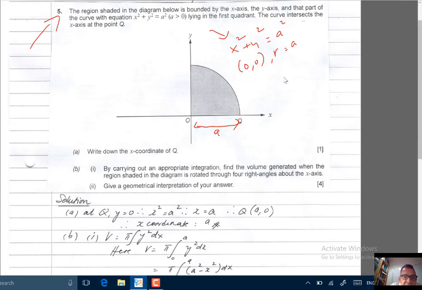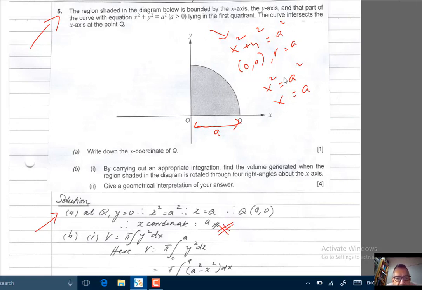Now what I've written here is that Q being on the x-axis, you know the y value is 0. So you just plug in y equals 0, you'll get x squared equals a squared, and therefore you'll get x equals a, being positive. So therefore the x coordinate of Q will be a. And we're done.